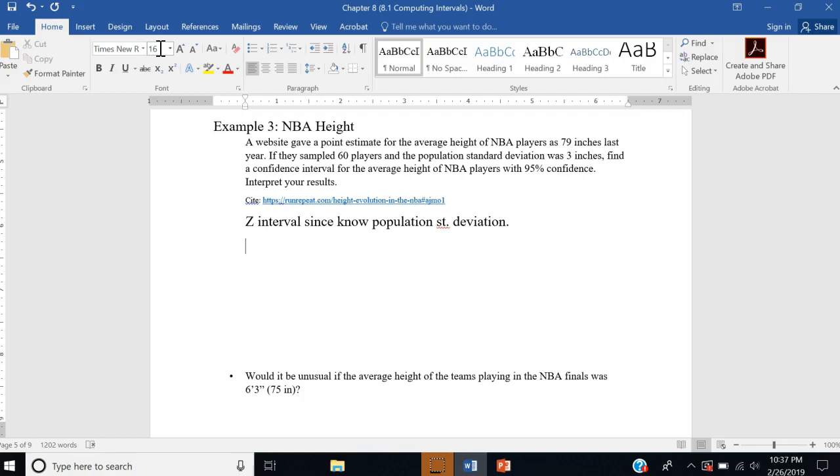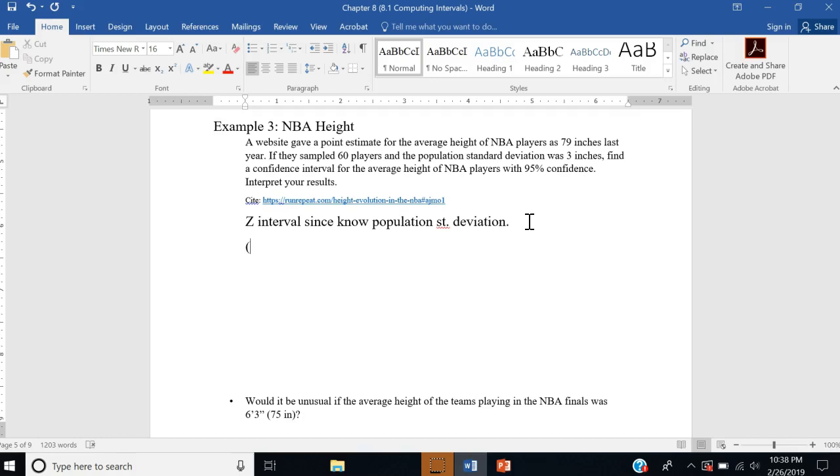tests, number 7, z interval, and our inputs from this one are going to be the statistics that I'm given up in the problem. The first input that I need to plug in is my population standard deviation of 3 inches. Then I need to plug in the average of the sample, which was 79 inches. I then plug in the sample size, which was 60 players that they sampled. And we want to use a 95% confidence level, so we're going to use a C level of 95.